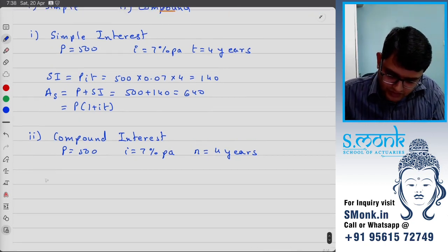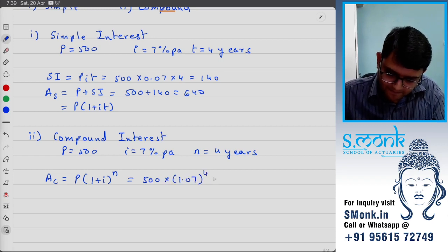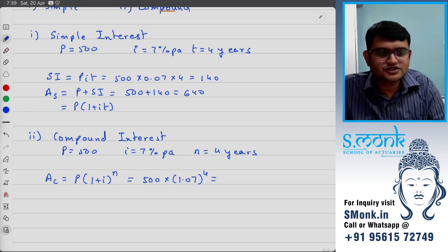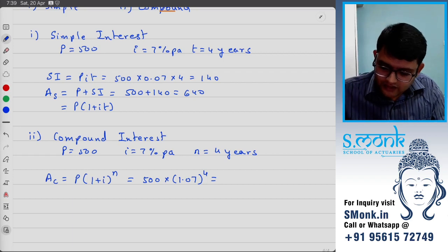Okay. So for this we'll calculate the amount first. It's just easier to calculate the amount first. We'll say P into 1 plus i raised to n. Okay. So for this we should require a scientific calculator.